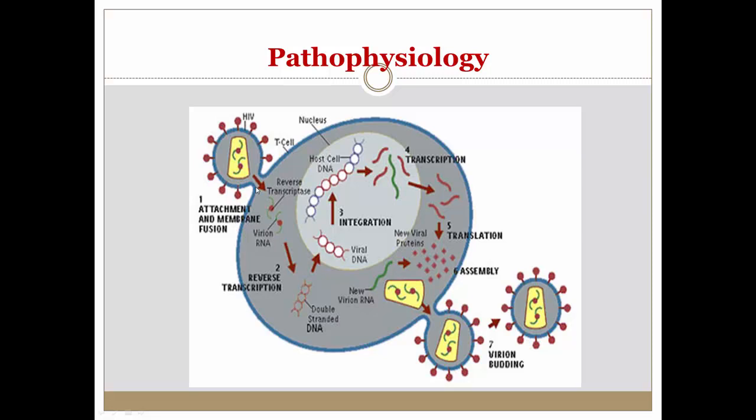The viral genetic material then enters the cell, and HIV RNA, through reverse transcriptase, converts RNA to DNA. So you've got the conversion here. You've got the virion RNA. Reverse transcriptase then makes double-stranded DNA, which makes new virion RNA through integration, and then it transcribes it and translates it into a new viral protein.